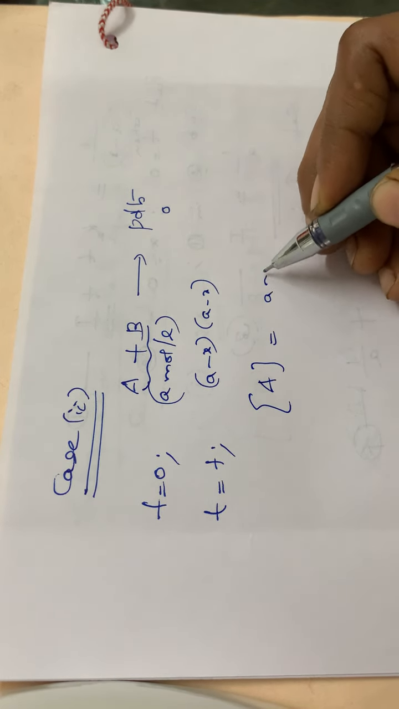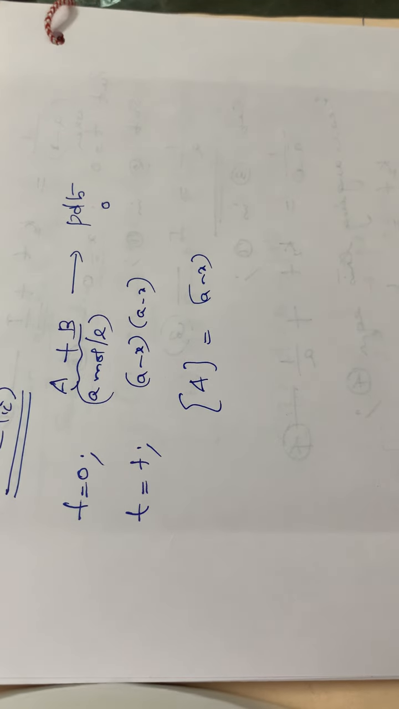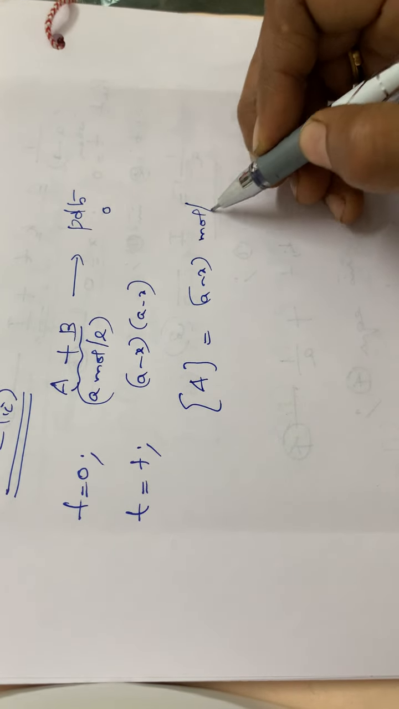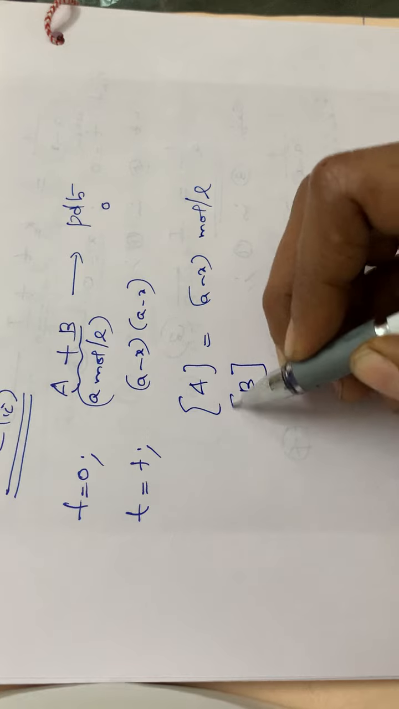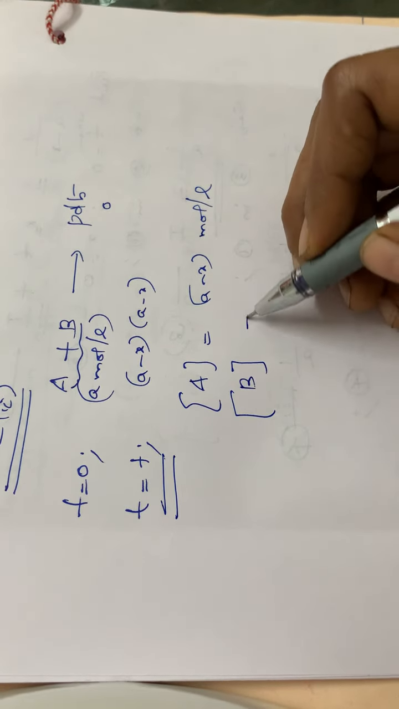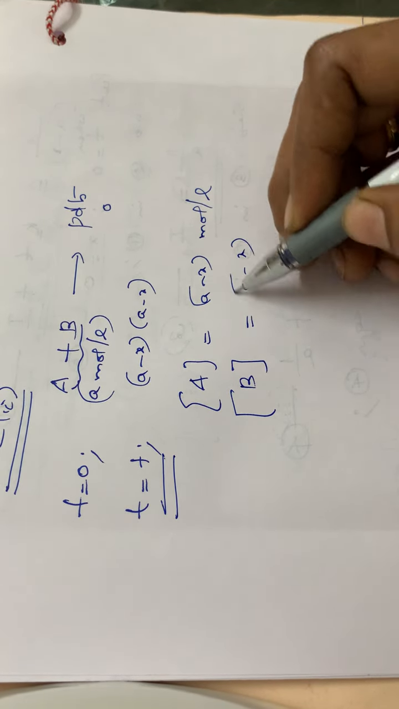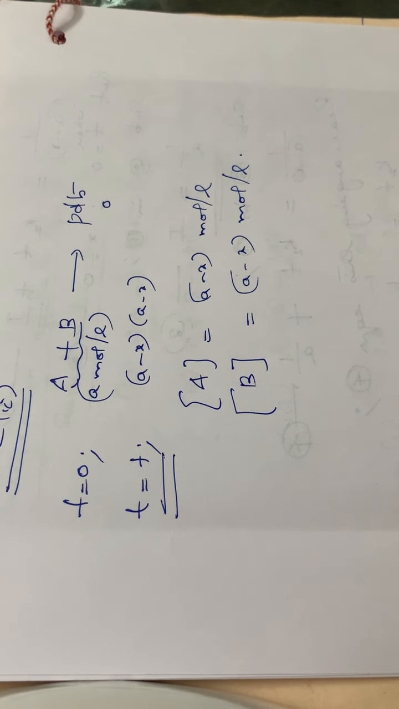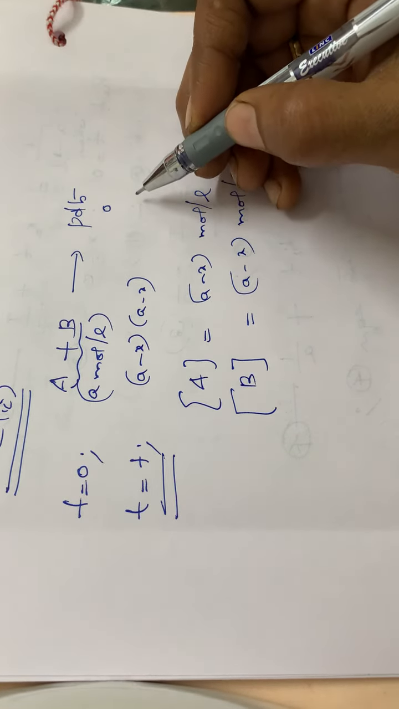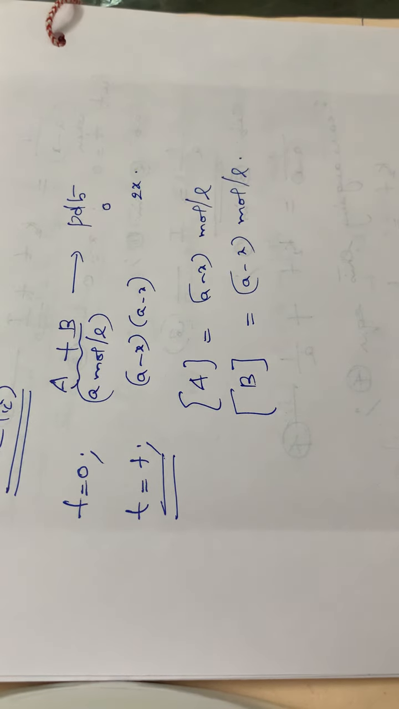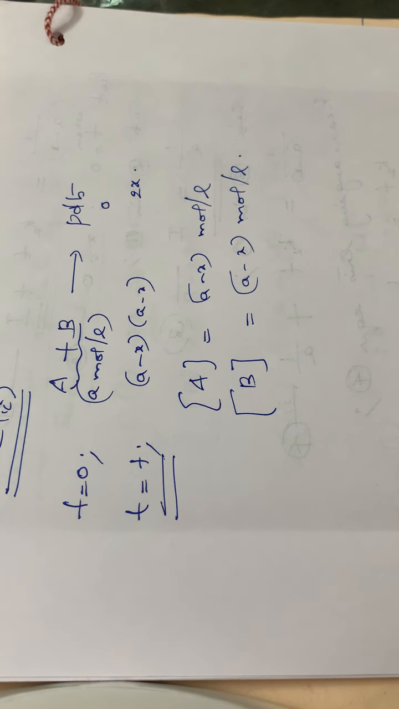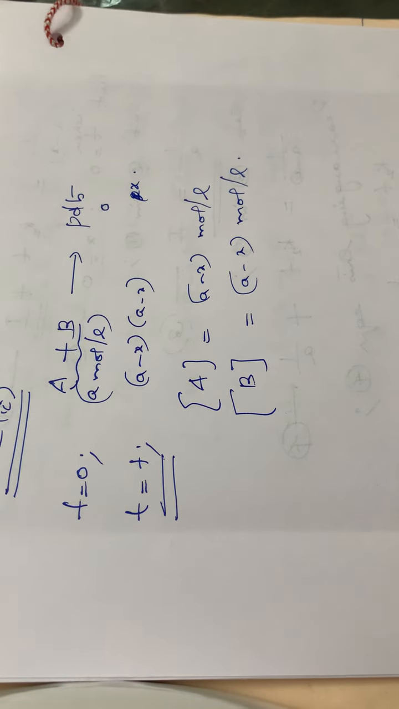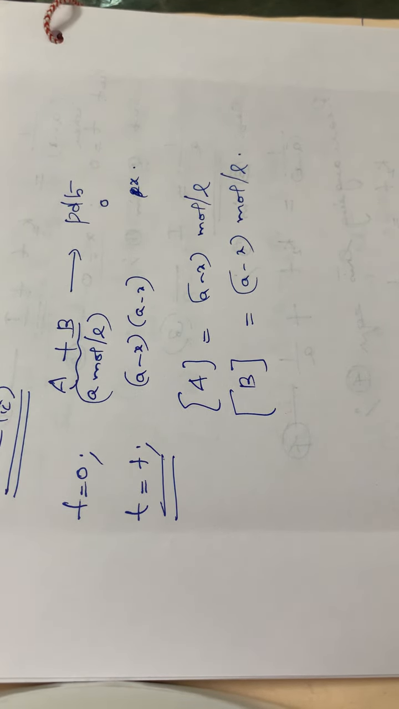After time t, concentration of A is equal to A minus x moles per liter. Concentration of B after a time t is equal to A minus x moles per liter. That means both have the same concentration after a time t. So the products become 2x, isn't it? Sorry, the product becomes x. Both will combine to give x.